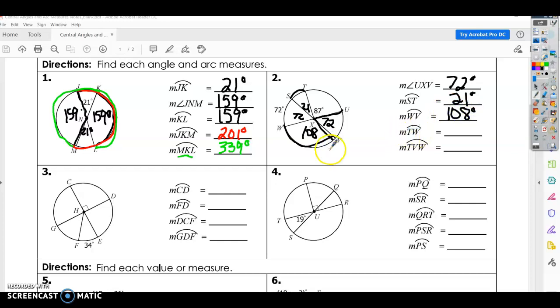We need the measure of TW. T is here. W is here, so that's these two arcs together. So the 72 plus the 21 gives us 93. And then the measure of TVW. So here's T, V, W. So we're going from T to V to W. So we've got 87 plus 72 plus 108. And that gives us 267 degrees.